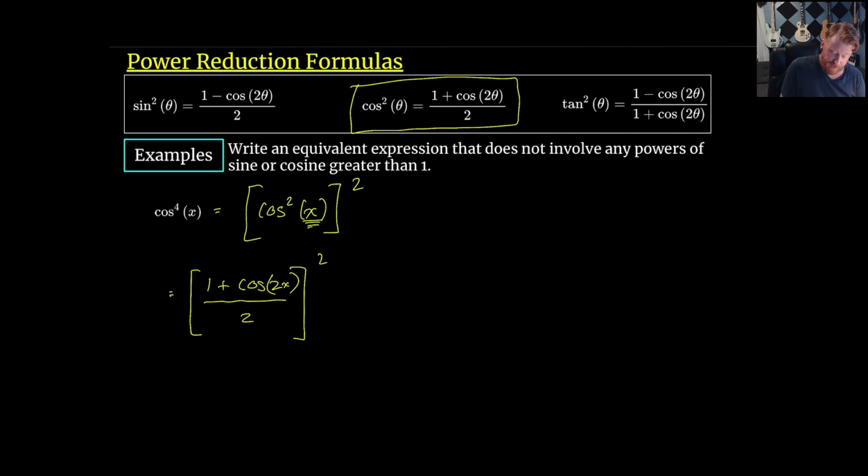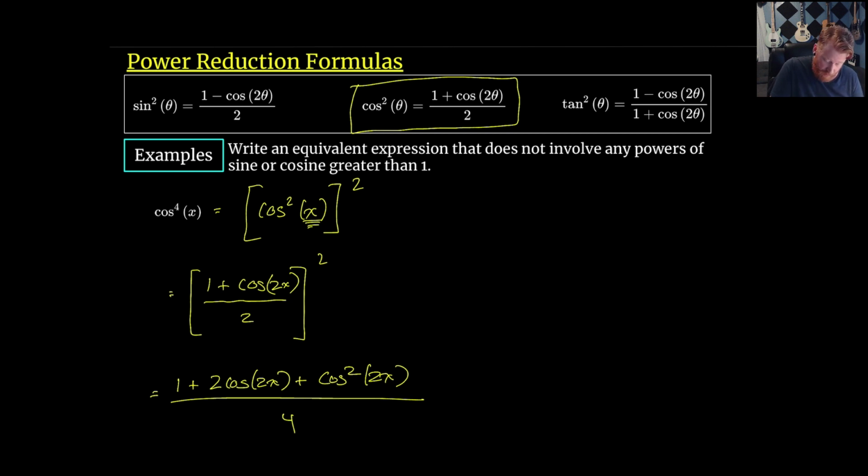So if I think about squaring out the numerator and squaring out the denominator, what I'm going to get in my numerator is 1 plus 2 cosine of 2x plus cosine squared of 2x, all over 4. So at this point, we notice that the cosine squared of x is still here, and we need to get that out. We started with the cosine squared of x, and another one showed up, but that's okay. We can deal with that one more time.